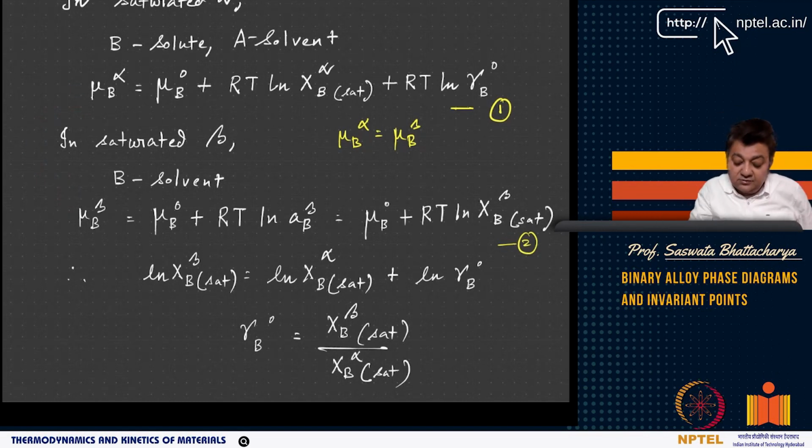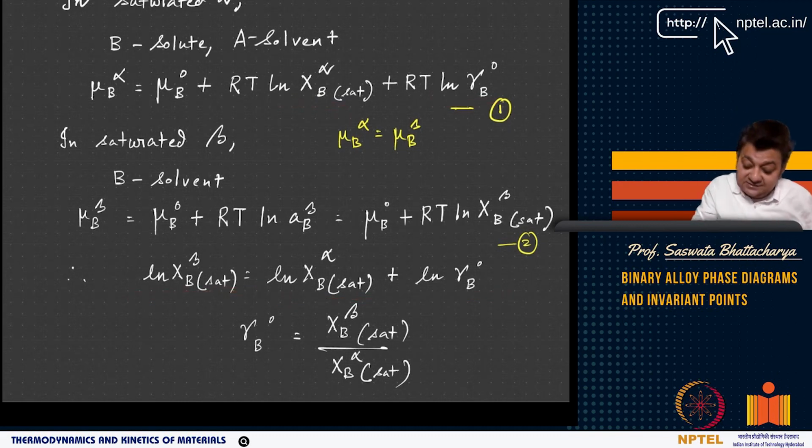So if that is so, you have mu B 0 plus RT ln AB beta is RT ln XB beta. Now mu B 0 is here and mu B 0 is here, so that cancels out, right? But you have RT here and another RT there. These RT are non-zero, so they can be removed. So you have ln XB alpha saturation plus ln gamma B 0 equals ln XB beta saturation, right?